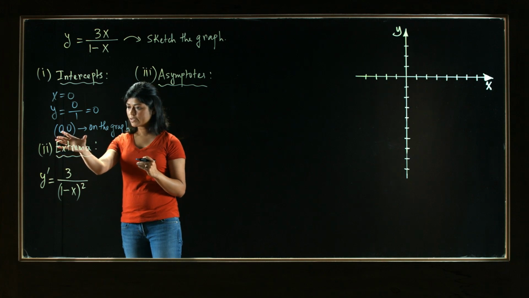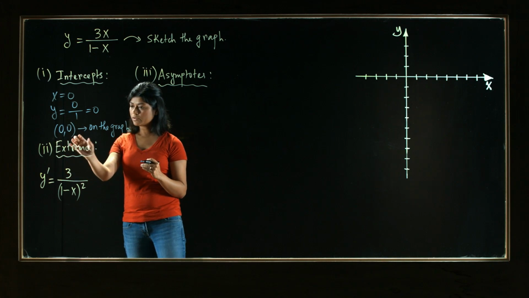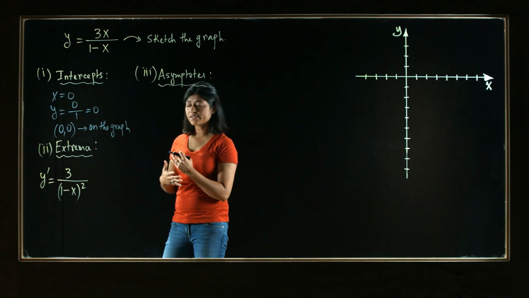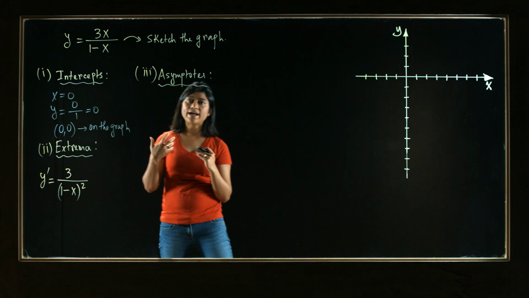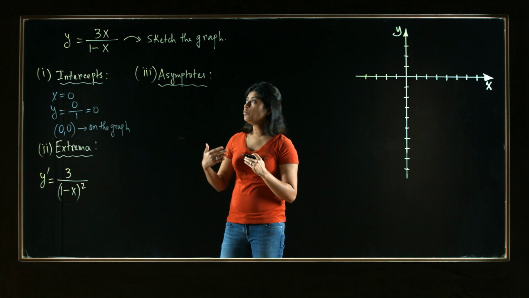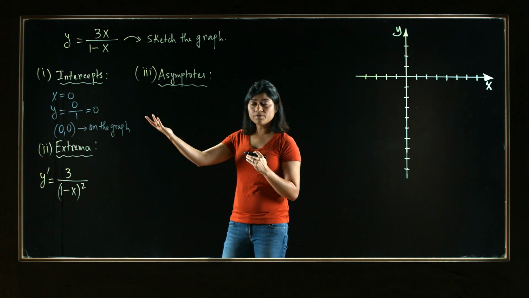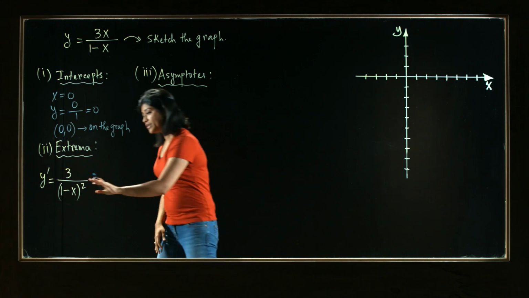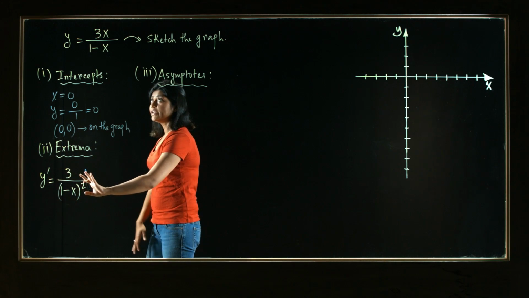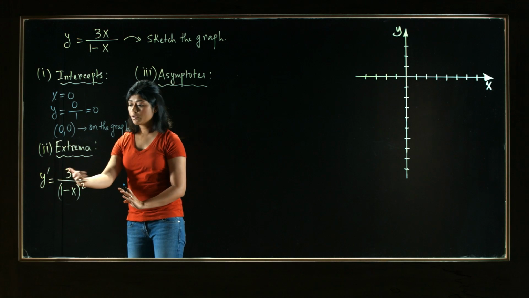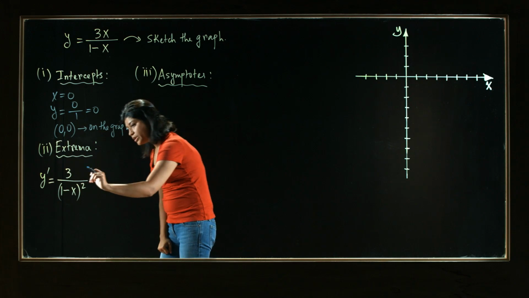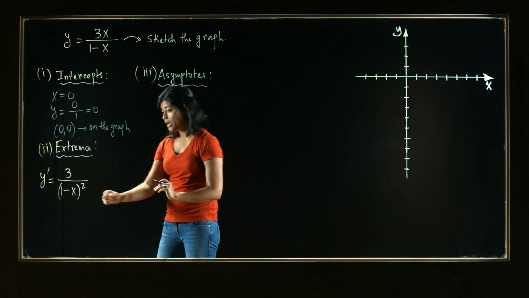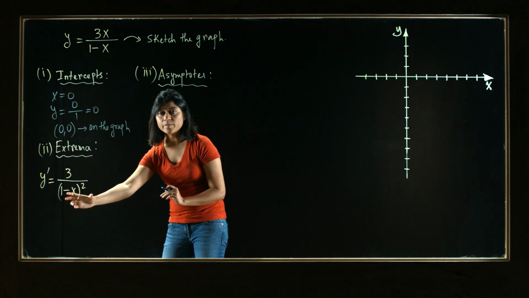All right, let's go to the second part, about extrema of this function. Are there any extrema? To figure out maxima and minima, we take the derivative of the function and then see where the derivative is 0 or undefined. So here's the derivative of this function, which you can find using the quotient rule. Notice that the numerator is 3, which means this will never be 0, and the denominator is (1 minus x) squared.